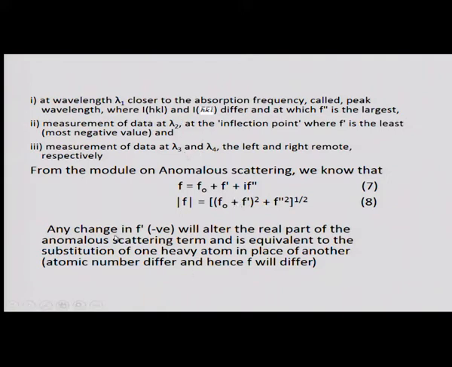Okay. So, that is what I am mentioning here. Any change in f prime negative will alter the total real part of the anomalous scattering factor term, and this is equivalent to the substitution of one heavy atom in place of another. Because, let us say, suppose you use platinum, it has one atomic number. So, that is our atomic scattering factor, roughly the number of electrons. Instead of platinum we use gadolinium, that has a different number of electrons. Okay. So, the same way, I am not using different species, but by changing this I am changing the atomic number. So, that is the thing.